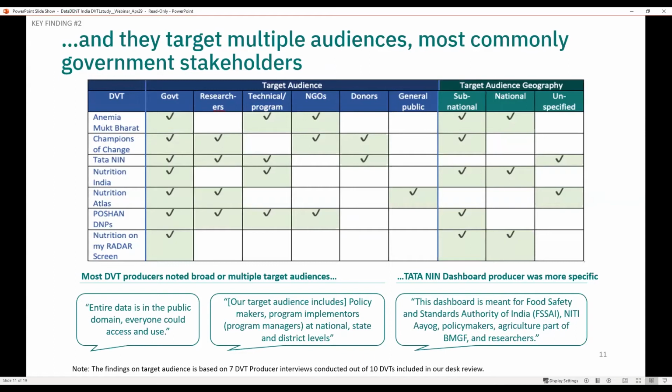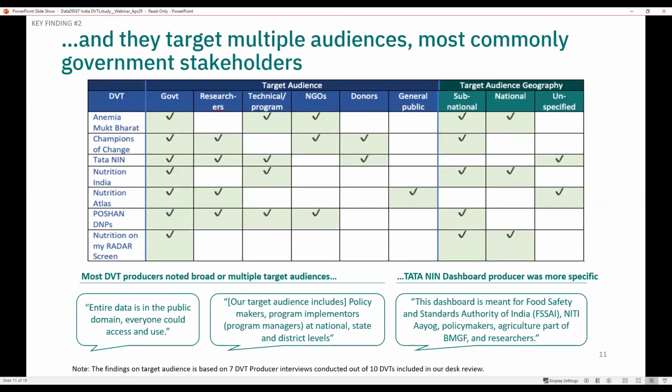In terms of audience, these DVTs target multiple audiences, most commonly government stakeholders at different levels: national, state, and district. And we also found, for example, the Tata NIN dashboard is meant for FSSAI or Niti Aayog, policymakers, agriculture part, and researchers. And the target audience geography here reflects whether these DVTs target their audience at the subnational level or national level. And it was found that in India, out of 10, 8 DVTs cover subnational data, including state and district level data in India.